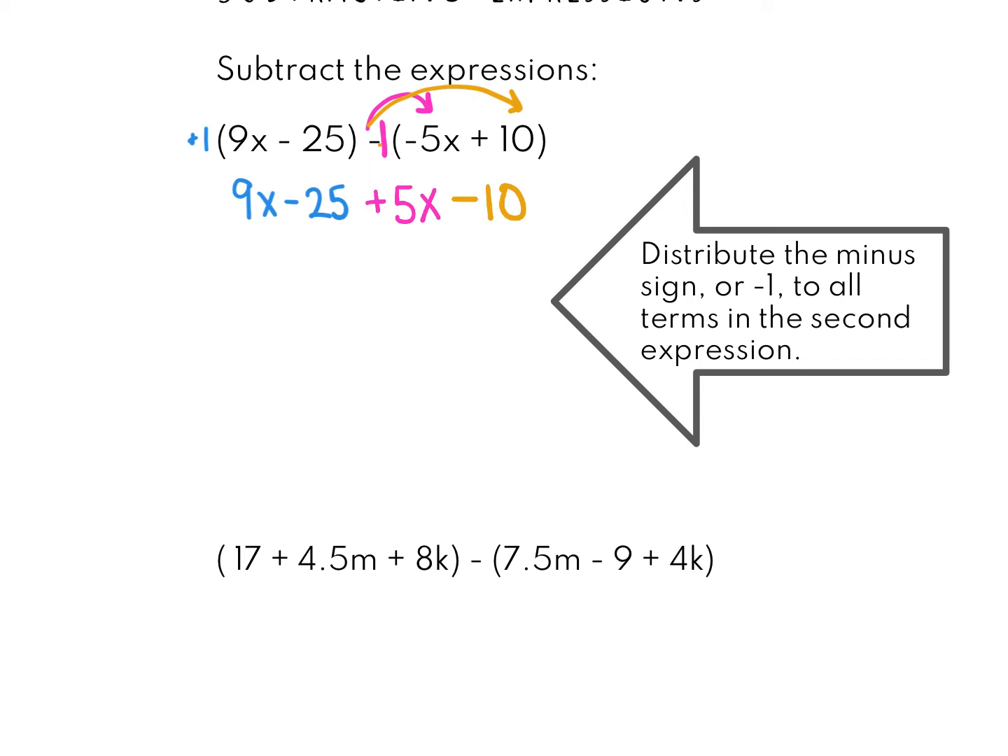That's the tricky part. The rest we already know how to do, thankfully, and we're just going to combine our like terms. So I have positive 9x's and positive 5x's. That's going to give me 14x's. I have a -25 and a -10. That's going to give me negative or minus 35.